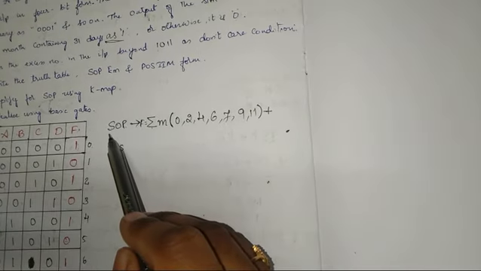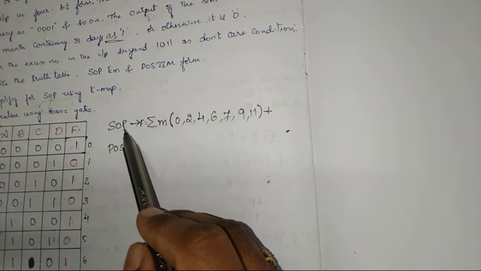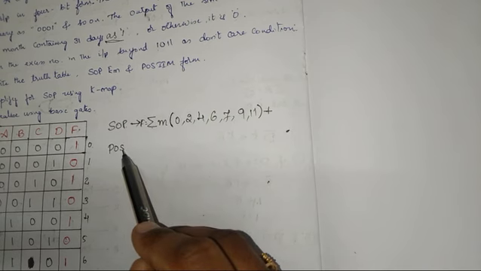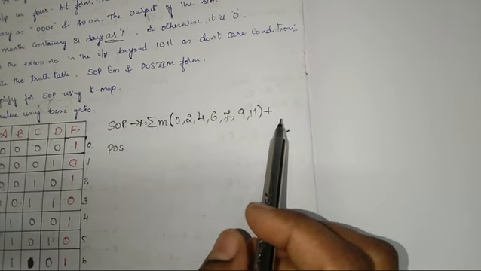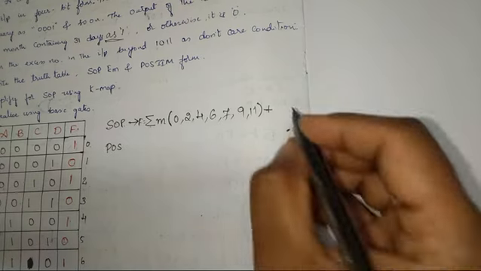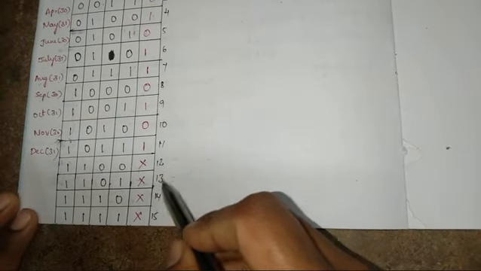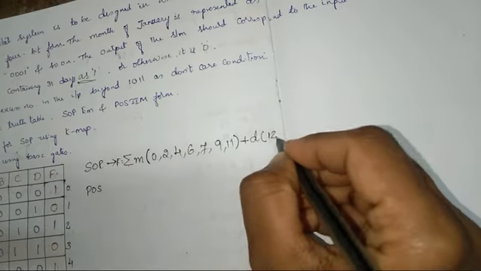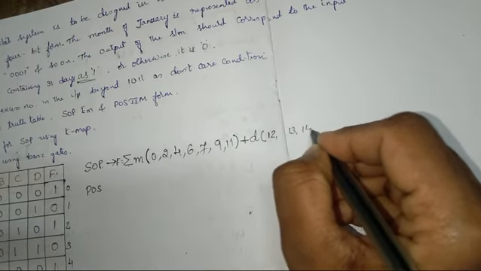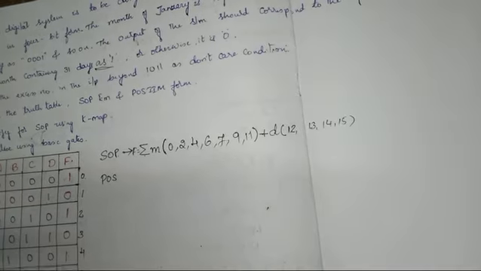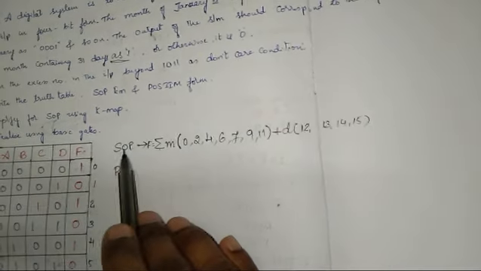So while writing the sum of product forms or the product of sum forms, we have to write the don't care always. Okay, so don't care function is being represented by D. In which case we have a don't care? In the number 12, 13, 14 and 15. So write here 12, 13, 14 and 15. So this is SOP form.